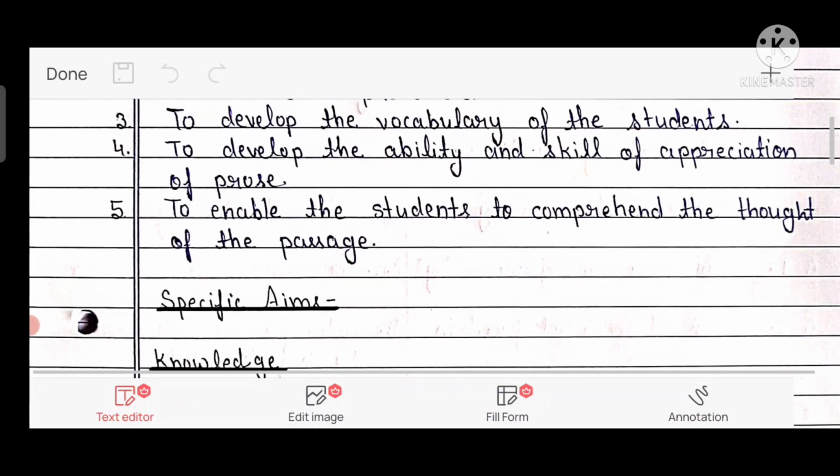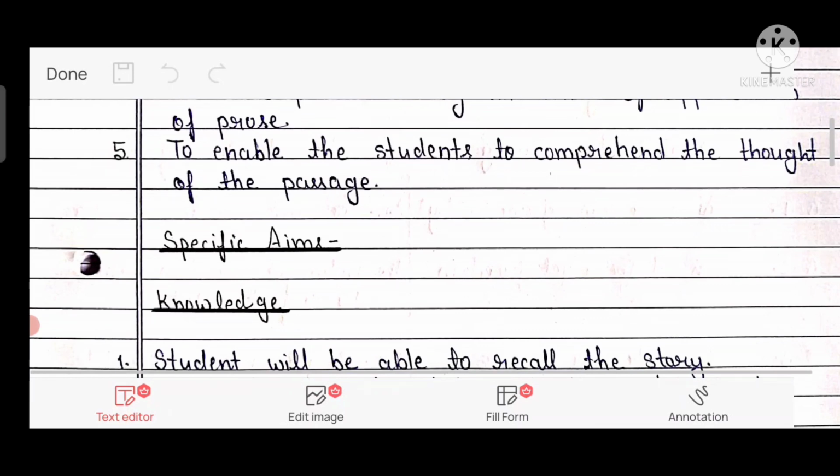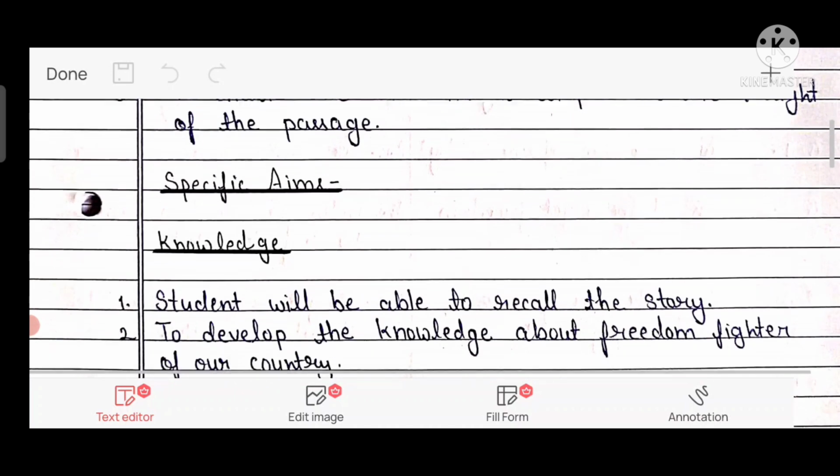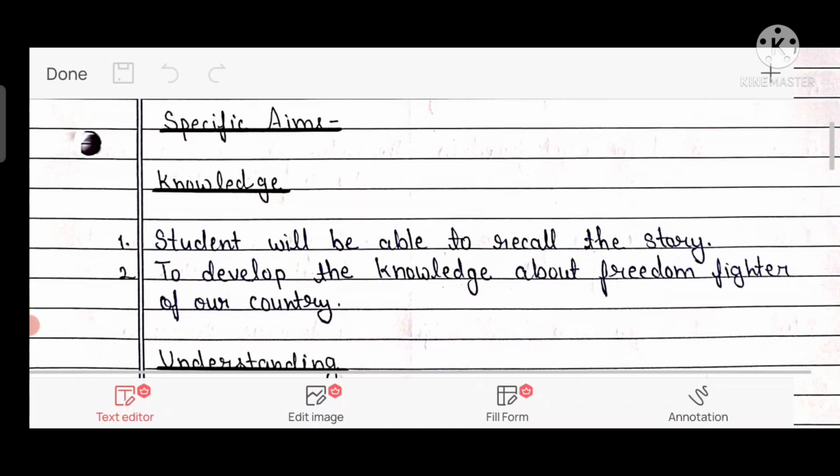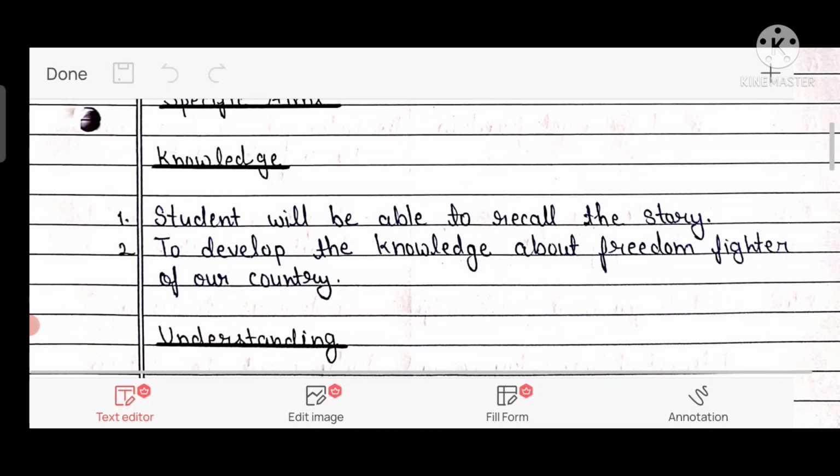After that, specific aims. The specific aims are classified in 3 categories: knowledge, understanding and application. Two points in knowledge, 2 points in understanding and 2 points in application. So let's see. Knowledge, number 1, the student will be able to recall the story. Second point is to develop the knowledge about freedom fighters of our country.